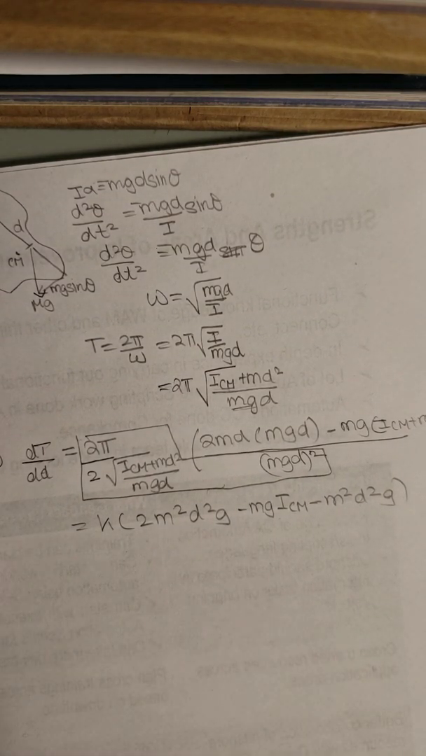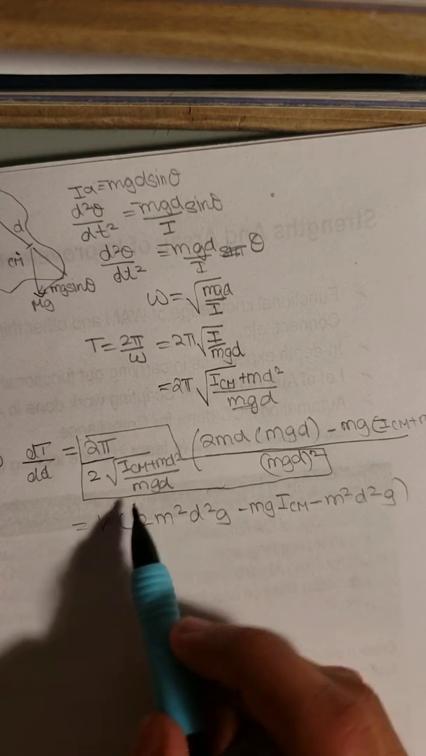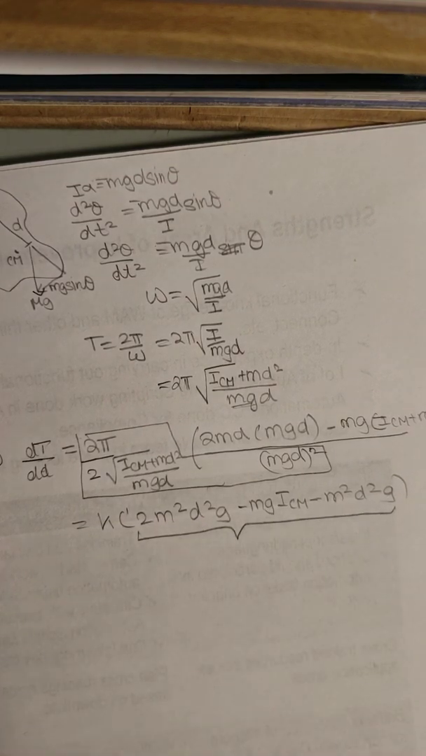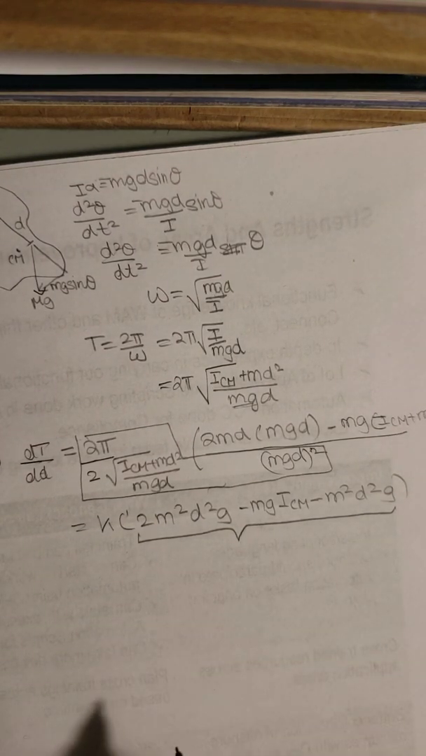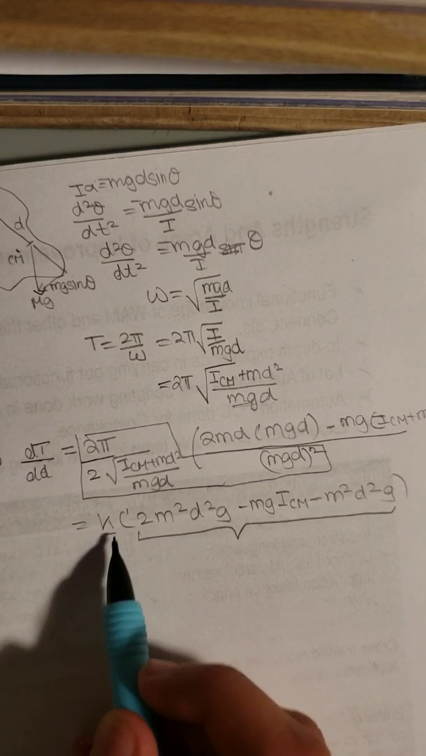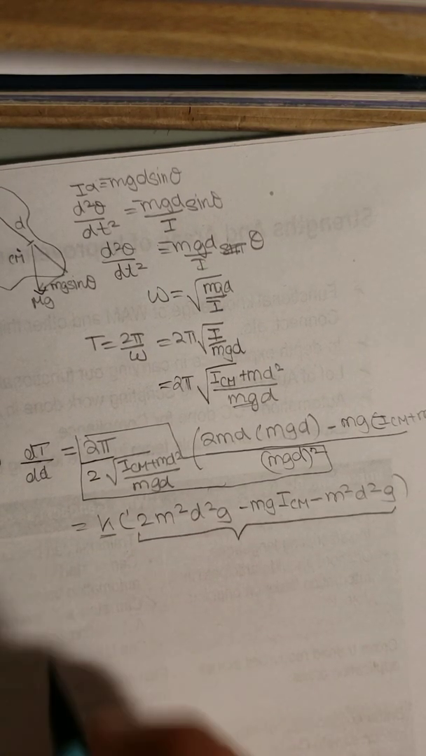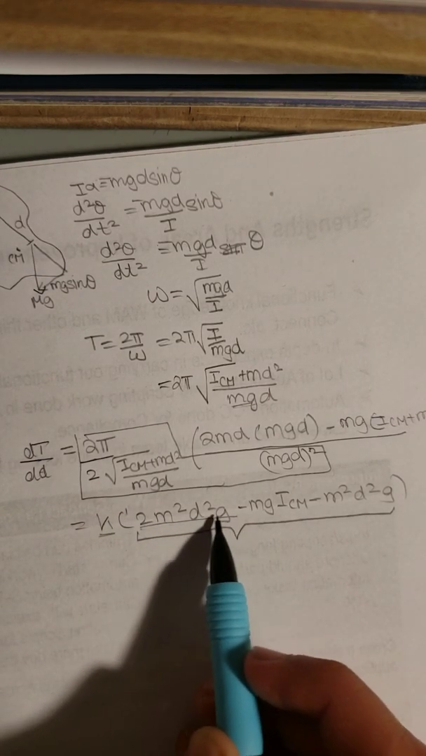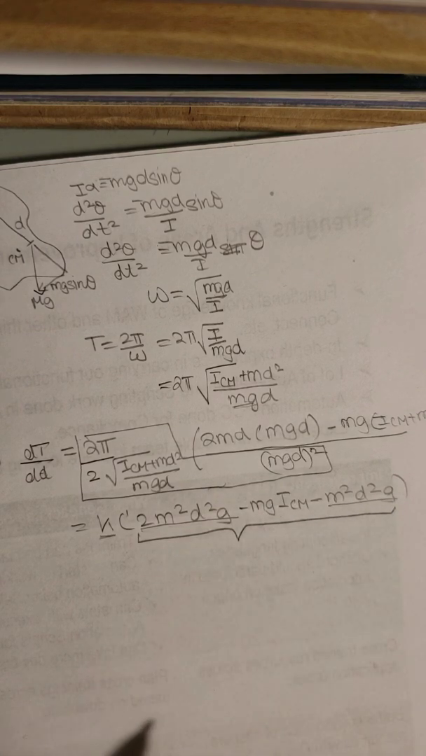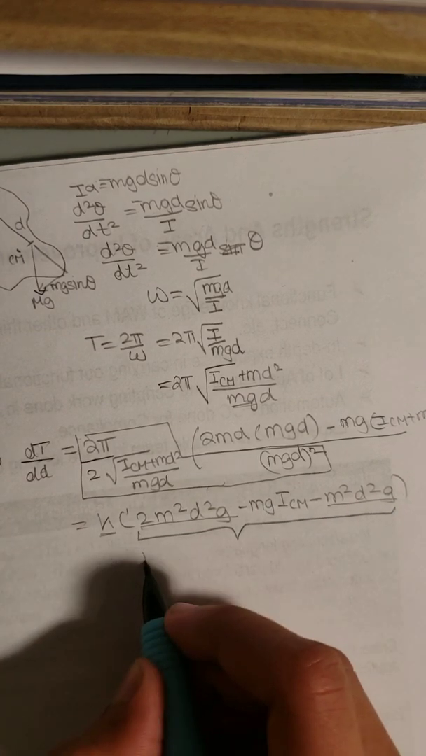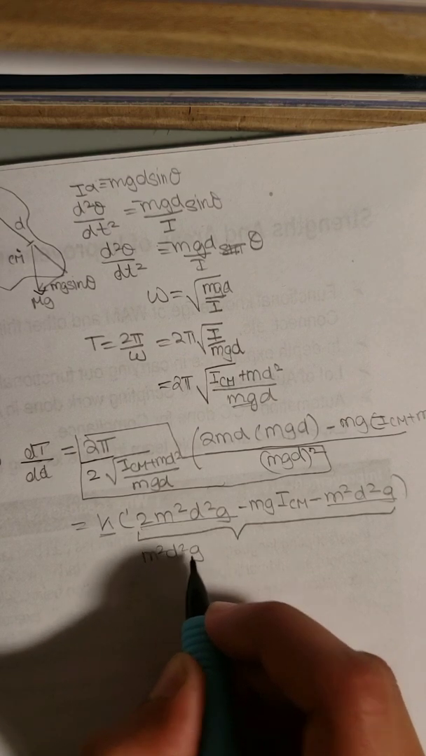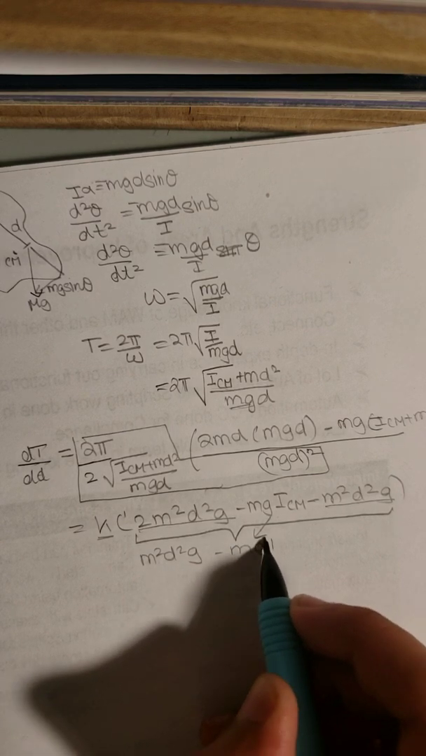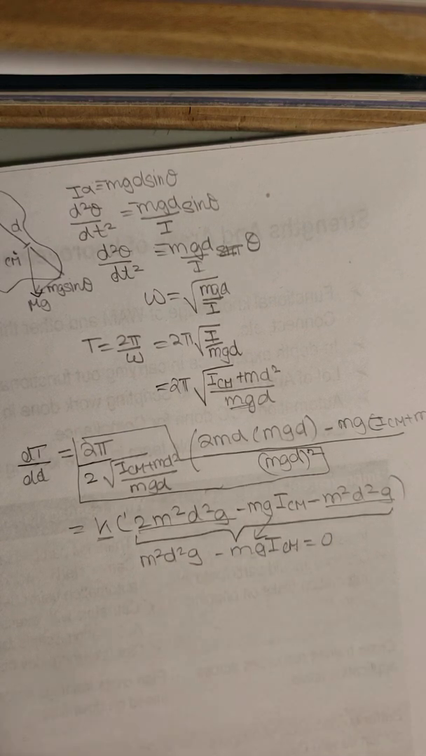Okay. Now what we need to do is set this expression on the right side of the equation to be 0. Since k is a constant, it can never be 0. So we can see that 2m squared d squared g and m squared d squared g are like terms, so we'll combine those two to m squared d squared g, and we'll write this expression as it is, so minus mg ICM, and this entire thing is 0.